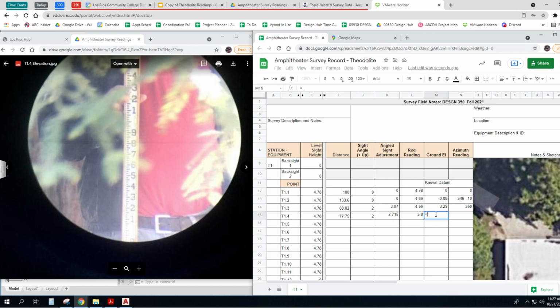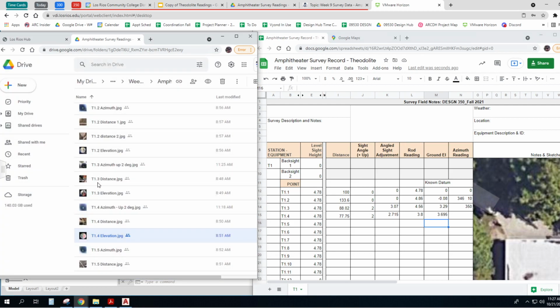Okay, so this is going to equal level sight plus how far up I'm supposed to go minus 3.695. I actually think this one was at 0 because I know that's supposed to be flat across there. I'm going to change that. I really think that was supposed to be 0. It was so hard to see in there.